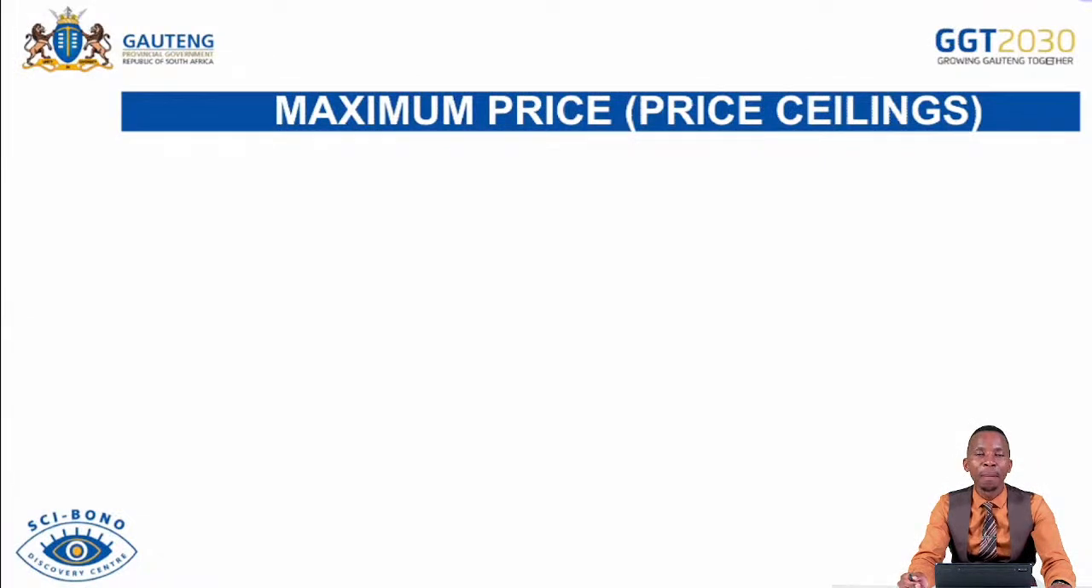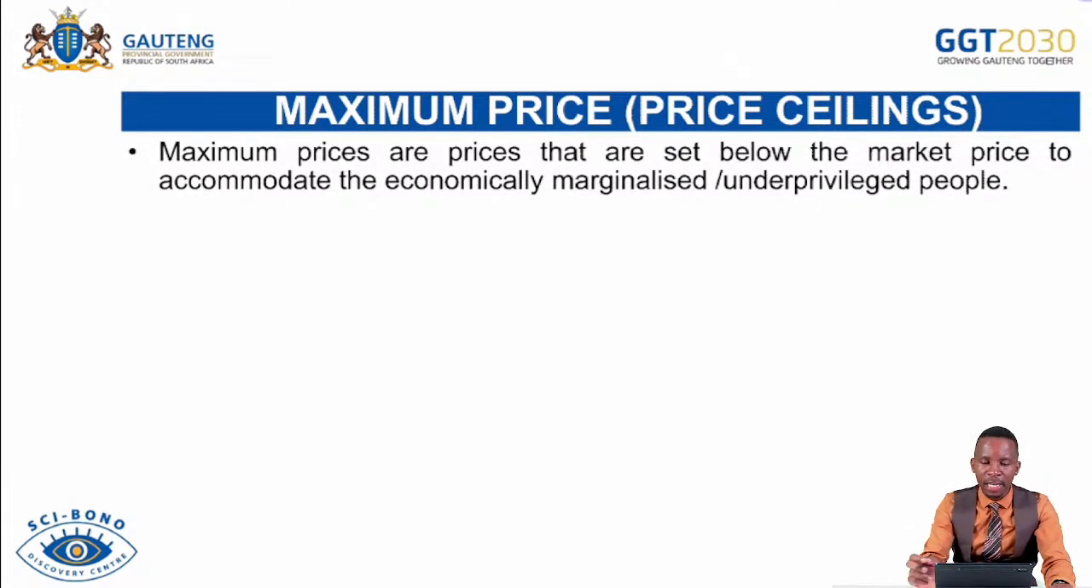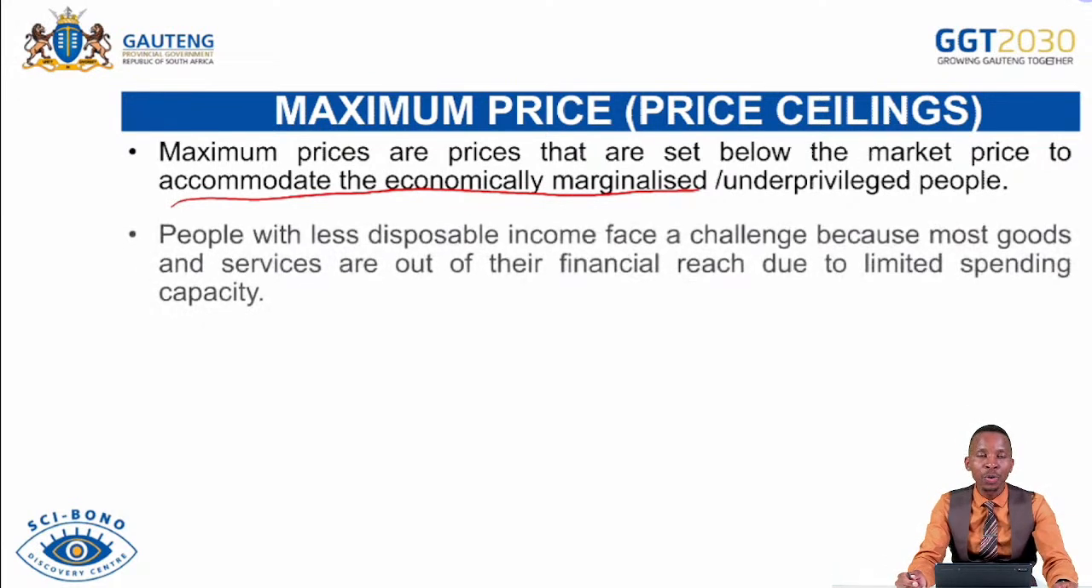And then the maximum prices, which are the price ceilings. Remember, maximum prices are the prices that are administered by the government to be below the equilibrium or below the market price. So maximum prices are prices that are set below the market price to accommodate economically marginalized groups or underprivileged people to afford the product because maybe it might be very important for social welfare or social well-being.